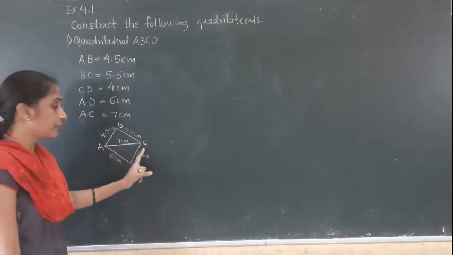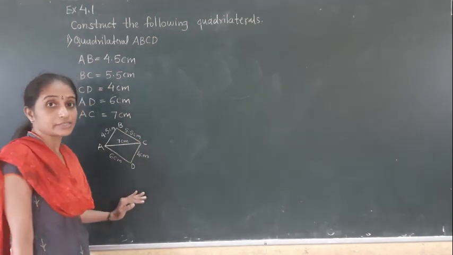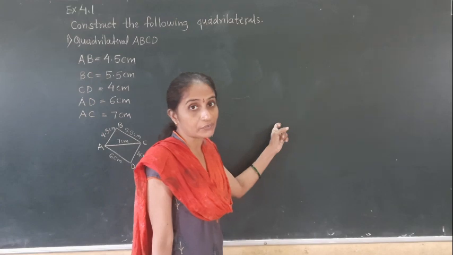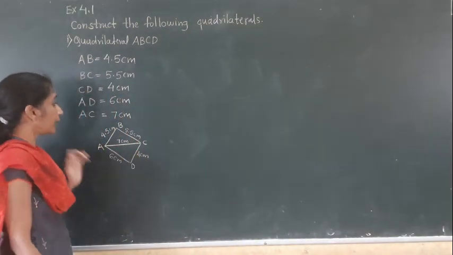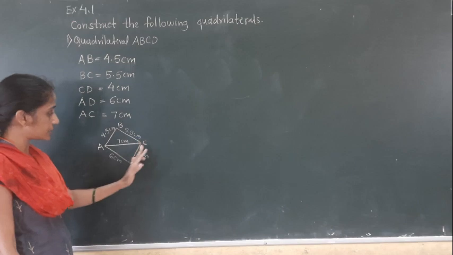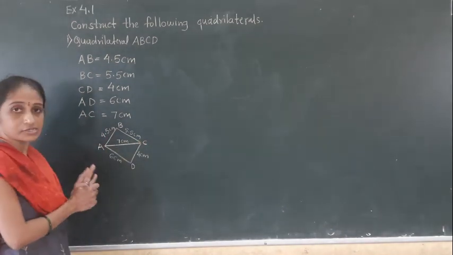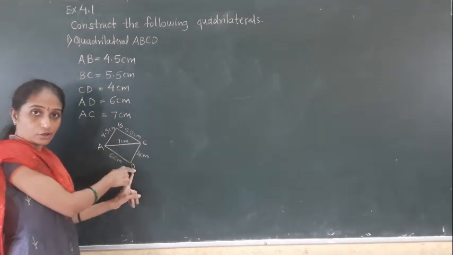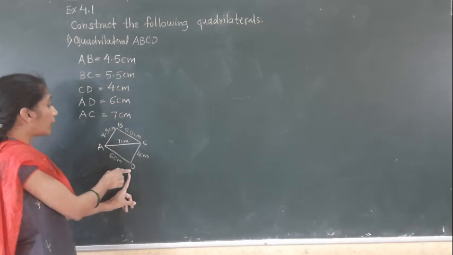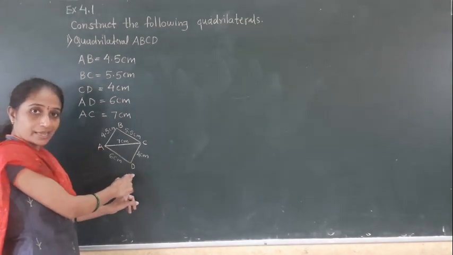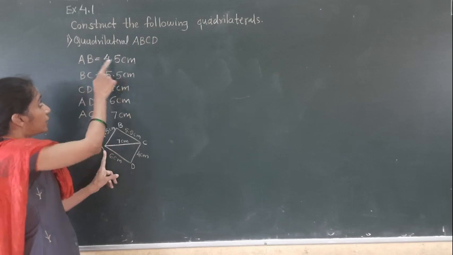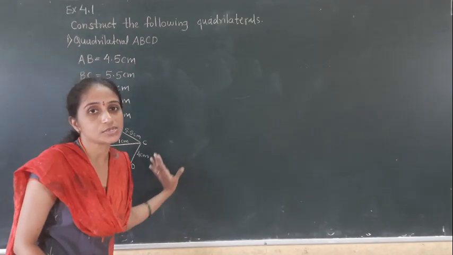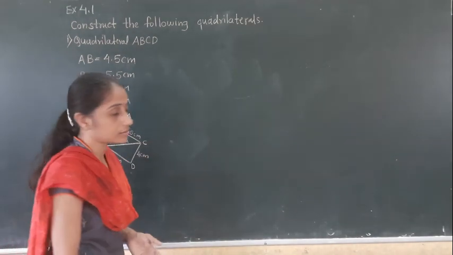Now we have another rough sketch. After drawing the rough sketch of the quadrilateral, it makes it easy to construct a quadrilateral with the given measurements. If you observe, ABCD is a quadrilateral. I have written the measurements also. Properly, we have to draw the rough diagram of the quadrilateral. After that we have to give the names, and after that write the measurements as given in the question. After that we can construct the quadrilateral using this rough diagram.